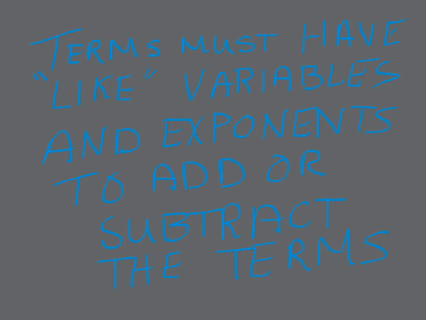Okay, terms must have like variables and exponents to add or subtract the terms. So the variable with the exponent must be alike in order to combine them through addition or subtraction. Let's look at some examples.